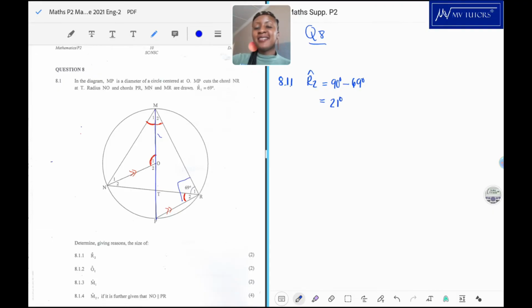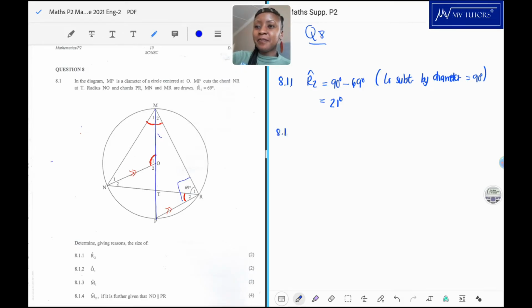Okay, yes, it's 21 degrees. Alrighty, and we need to provide reasons. So we need to say the angles subtended by diameter equal 90 degrees. I think there's a shorter explanation for it, something along the lines of chord diameter. Listen, if you forget the shorter versions, you can write a paragraph as long as you get those marks, okay?